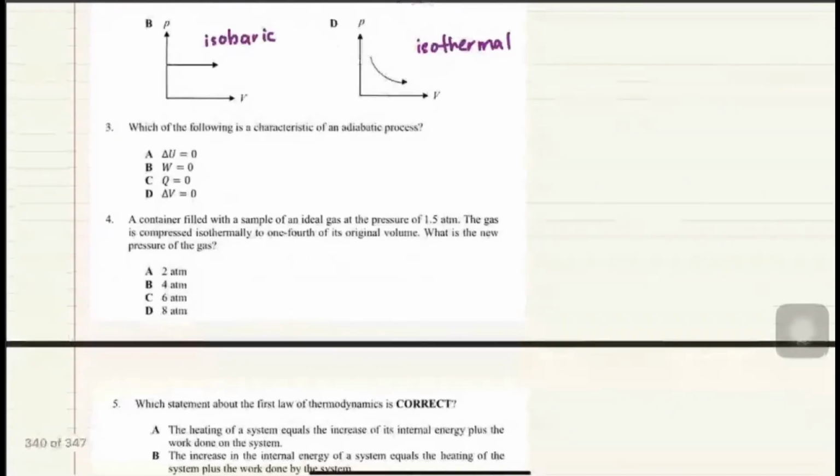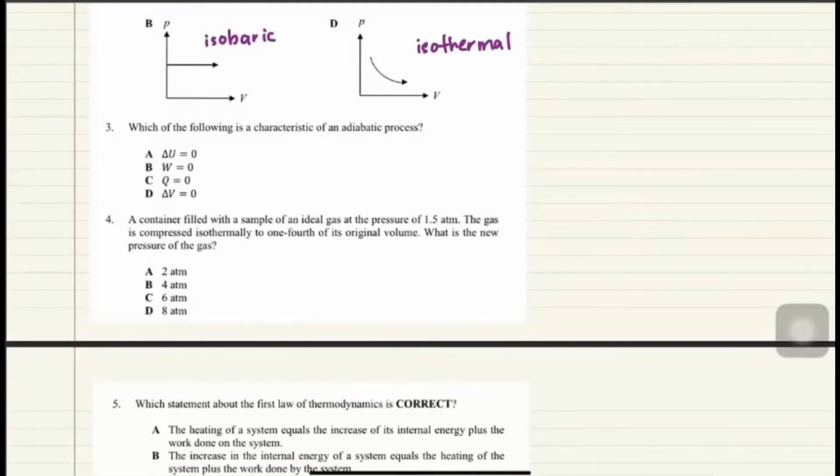Okay, question number 3. Which of the following is a characteristic of an adiabatic process? C. Adiabatic process, Q equals to 0. Yes, excellent. Question number 4, a container filled with a sample of an ideal gas at a pressure of 1.5 atm. The gas is compressed isothermally to 1/4 of its original volume. What is the new pressure of the gas?